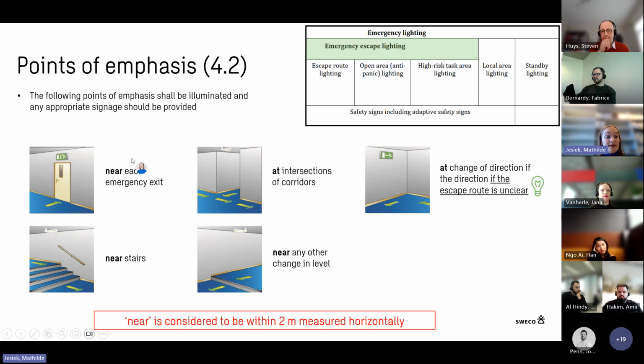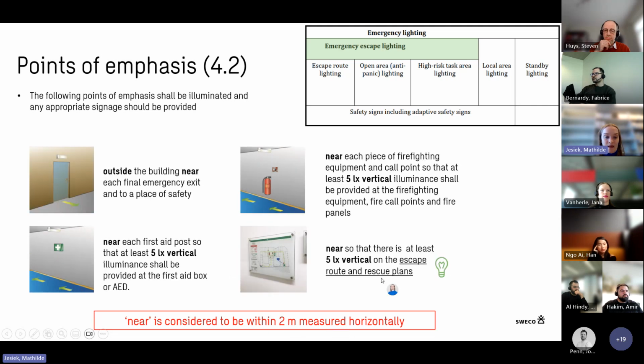So when you're near an emergency exit, near stairs, near a change of level, at intersections of corridors, and at a change of direction, when the escape route is unclear, this last part is new, you need to place an emergency lighting fixture within 2 meters of that point. Then also outside final emergency exits on the outside of the building. And these 3, you see they all have 5 lux vertical also written with them in the norm.